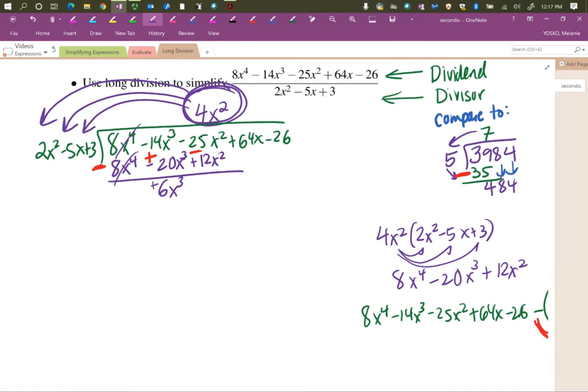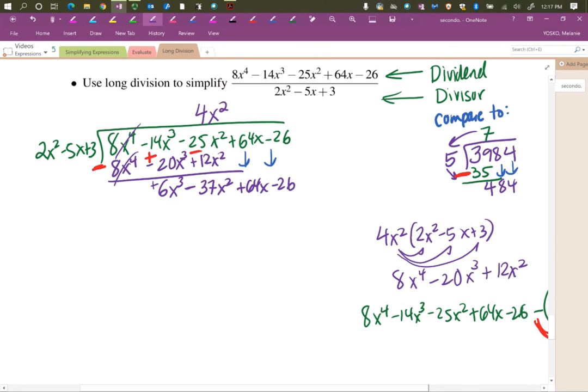Signs are the same, so we use the same sign, and we combine the numbers. 37x squared. Okay, then over here, when you were working with numbers, you brought down the other things, the 8 and the 4. So we're going to do the same thing. We're going to bring down these terms. Plus 64x minus 26. I'm going to erase it. Let me do it again, right?